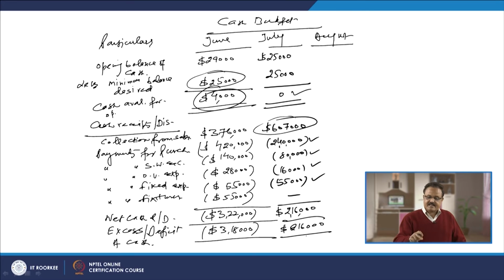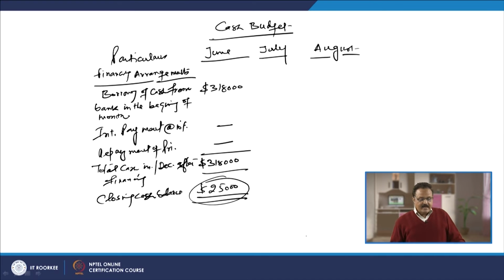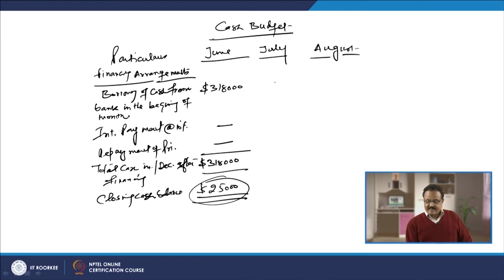Now, we continue on the next statement for the month of July, and now we have to go for the financing arrangements. If you go for the financing arrangements, borrowing from the bank in the beginning of the month, we have the surplus. So why borrow from the bank? We are not going to borrow anything from the bank now. So what are we going to do here in the financing arrangements? Nil. We are not going to borrow anything.